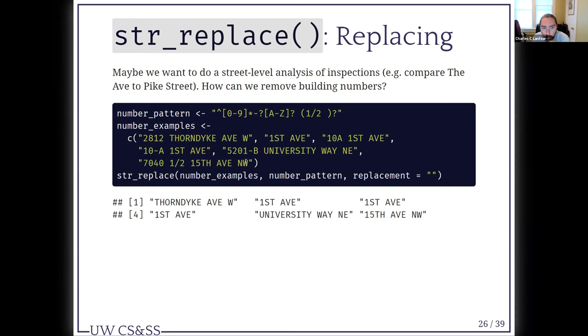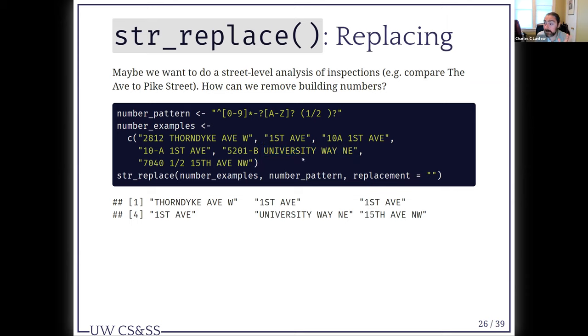So what we want to do is delete the 2812 and the space, nothing here, the 10A and the space, the 5201-B and space, the 7040 and a half. We want to delete all of that stuff, but leave intact normal street numbers and normal street names, okay?